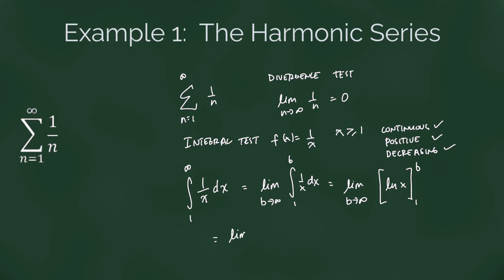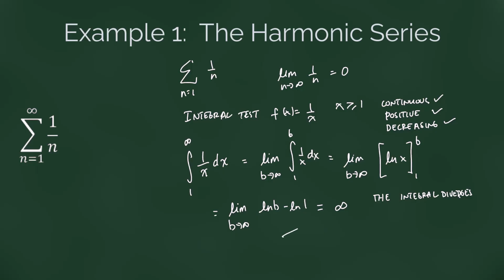which is the limit as b goes to infinity of the natural log of b minus the natural log of 1. The natural log of 1 is 0, but the natural log of b is unbounded, so that this limit is infinity. So in other words, the integral diverges. That tells us then that the sum from n equals 1 to infinity of 1 over n, the corresponding series, also diverges.